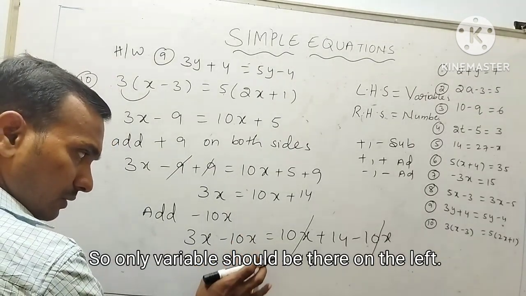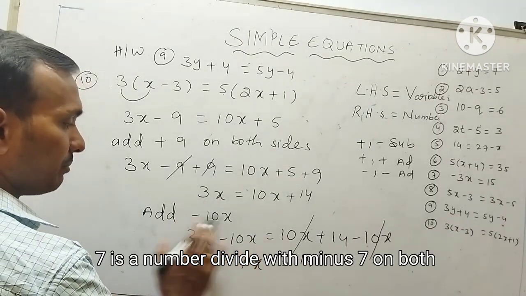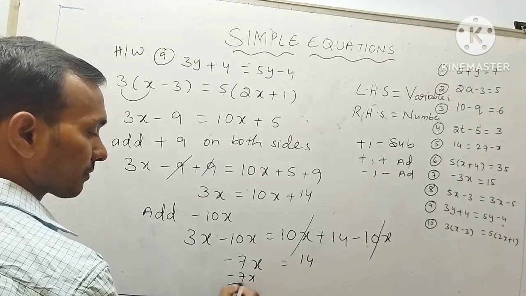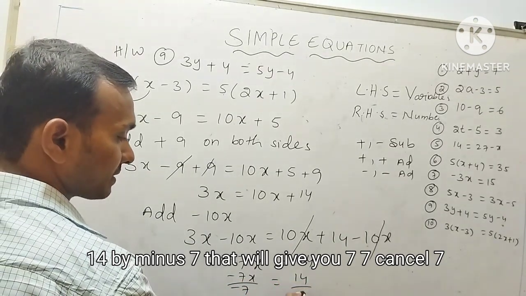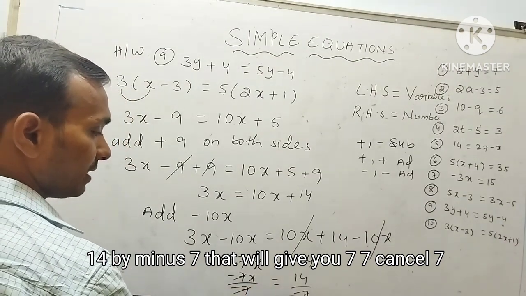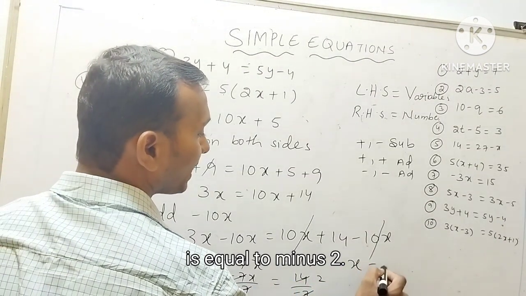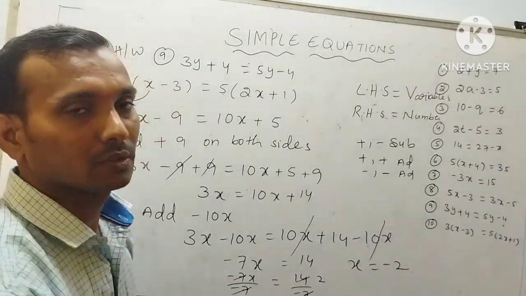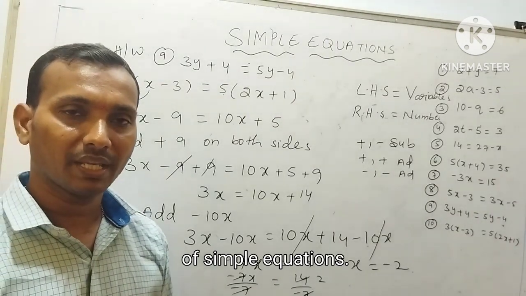So only variable should be there on the left. 7 is a number. Divide with minus 7 on both sides. 14 by minus 7, that will give you 7 7 cancel. 7 1 time 7, 7 2 times 14. x is equal to minus 2. This is the way we can solve the problems of simple equations.